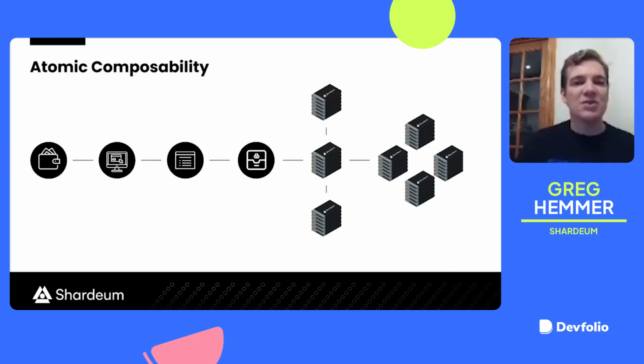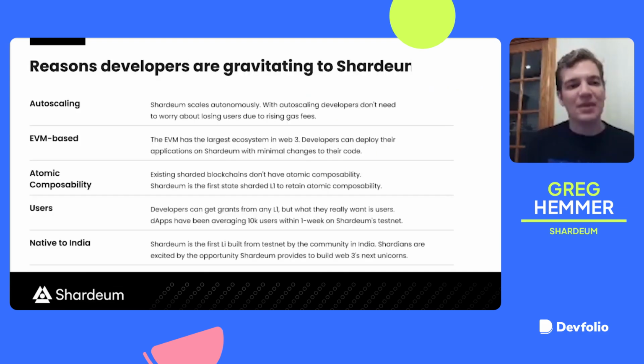This allows Shardeum to retain atomic composability in one transaction, where you can call numerous contracts on different shards simultaneously and come to consensus on the output of these contracts in one transaction.